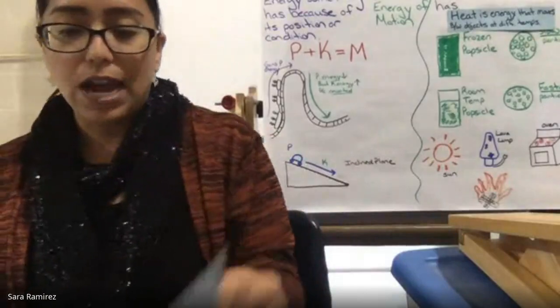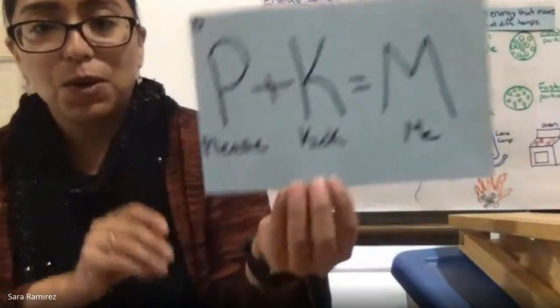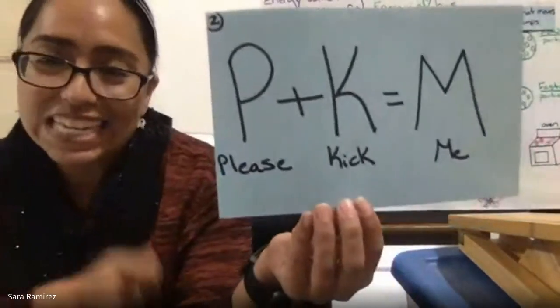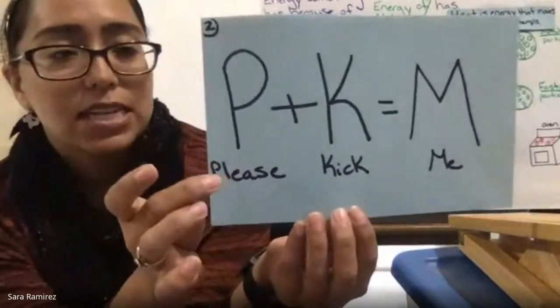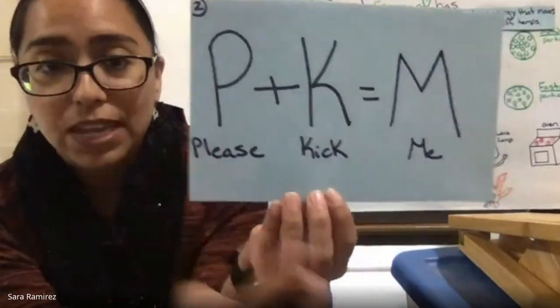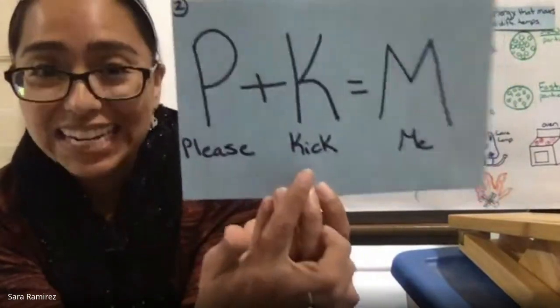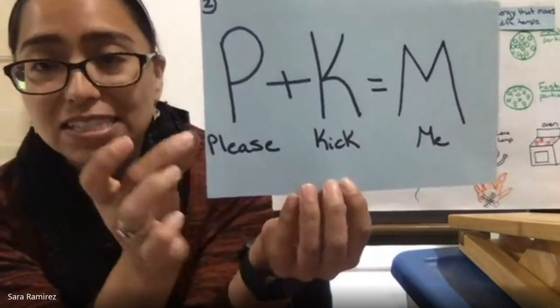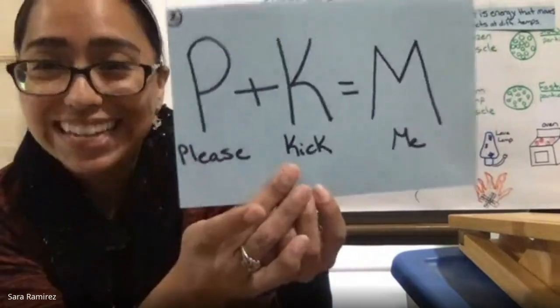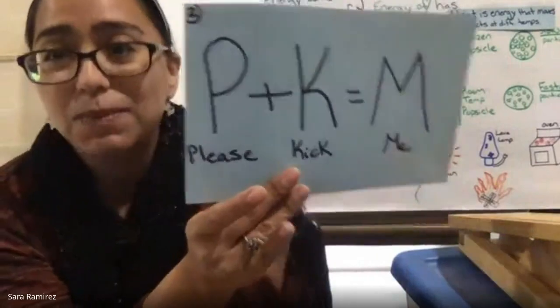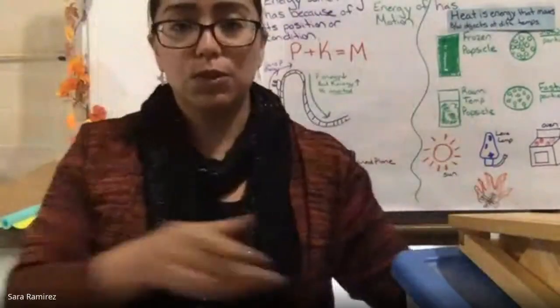The easy way that I remember it, I learned this from a coworker, and that is "please kick me." P stands for potential energy. K stands for kinetic energy, and when you add the sum of the potential energy plus the kinetic energy, you get an object's mechanical energy. So that's what those words mean.